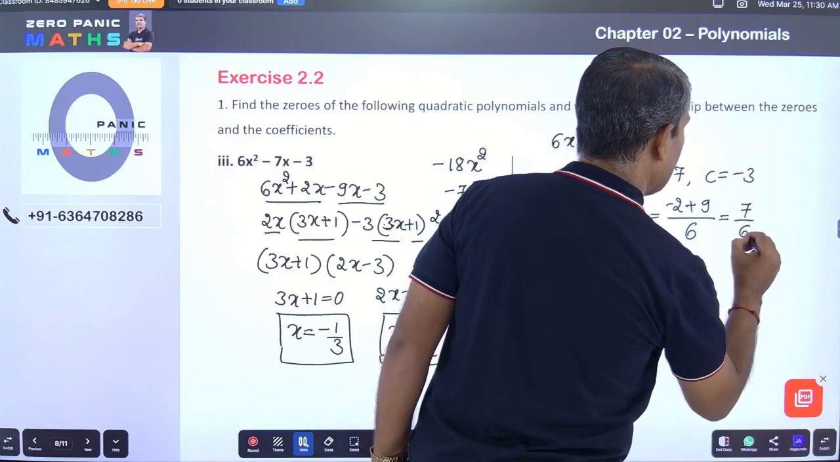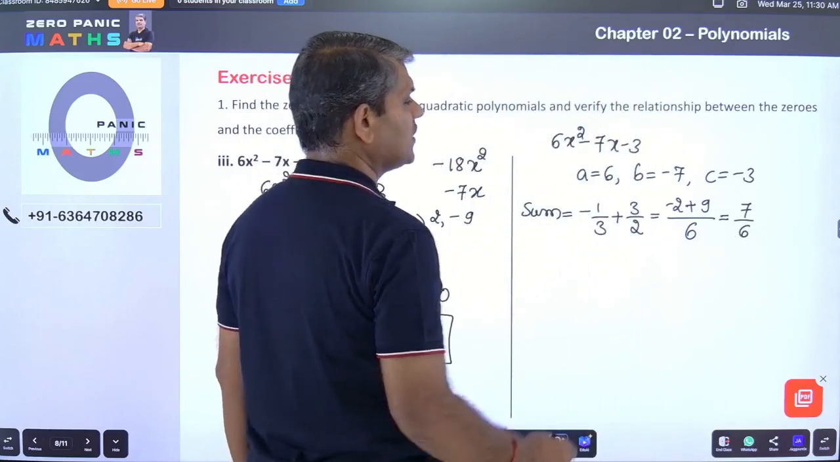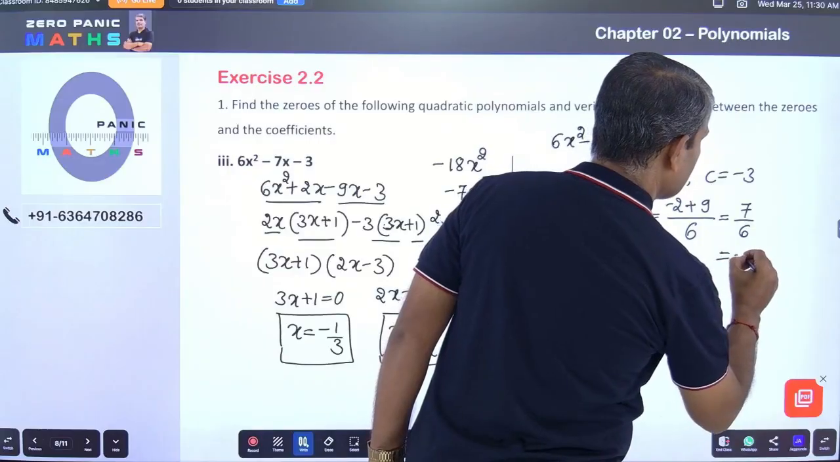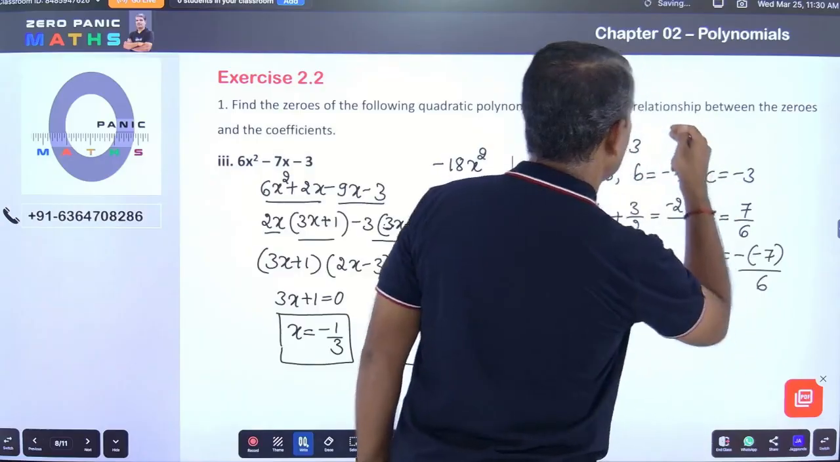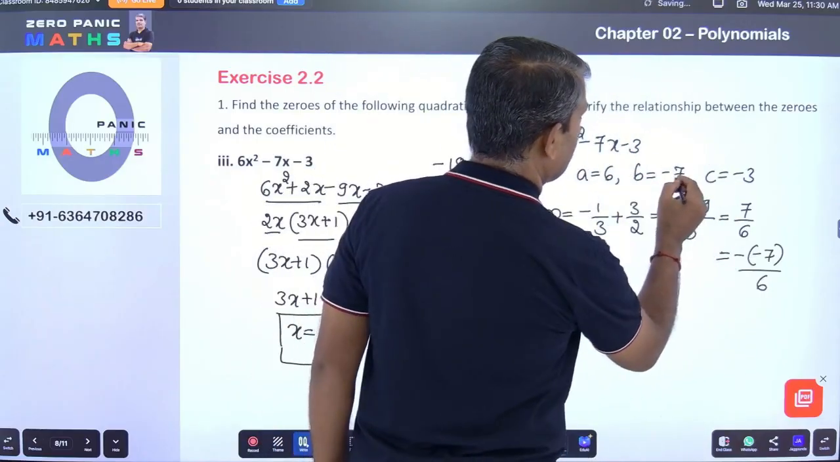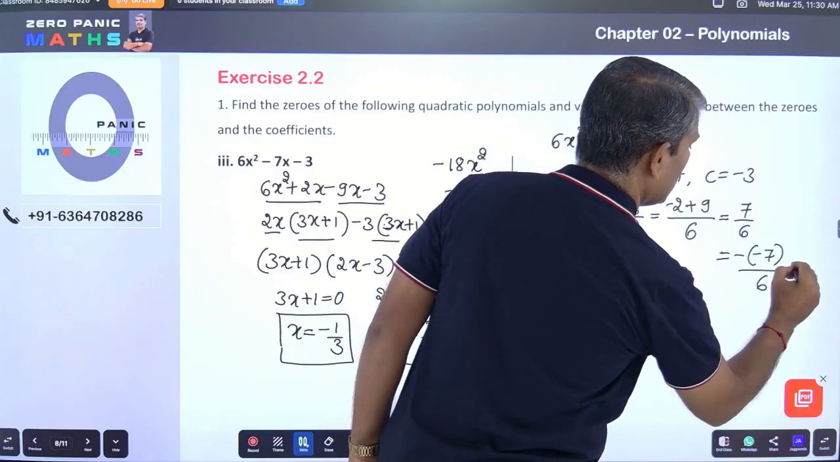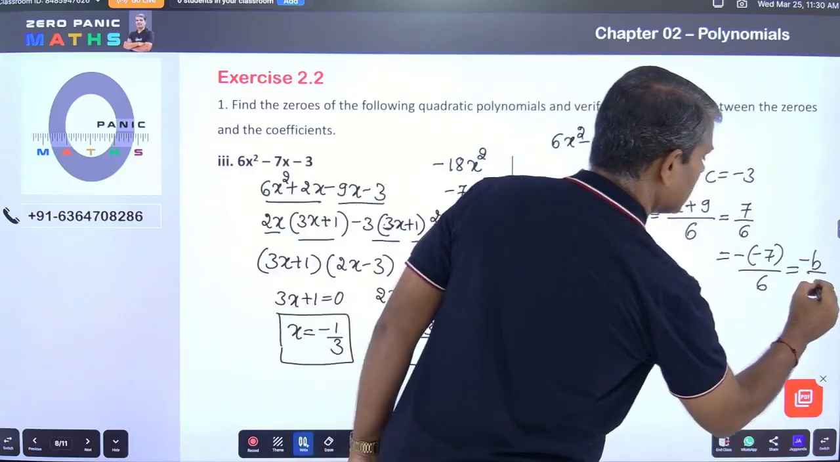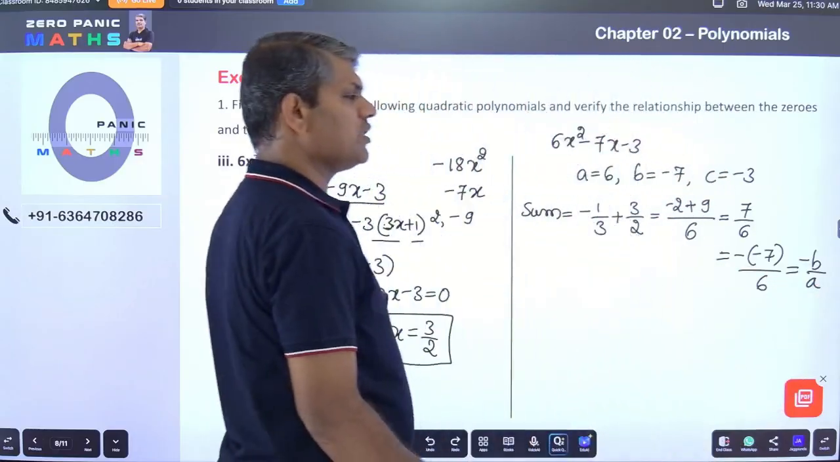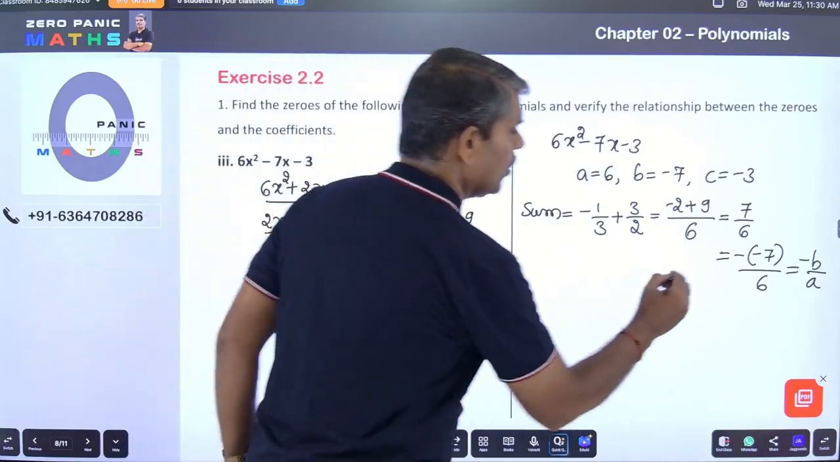7 divided by 6. So can I write 7 as minus of minus 7, just to equate it to the given values? What is minus 7 is b, so it is actually minus b, and what is a? A is 6. So the sum is minus b by a, that is true.